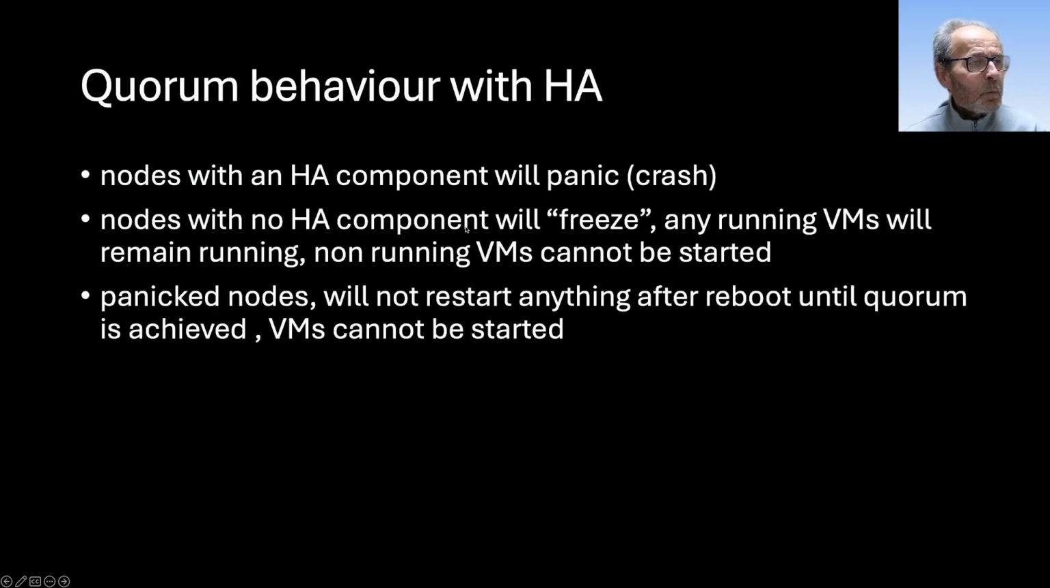Now what I've put here is actually the rules of engagement for quorum behavior when you have HA. And basically this is it. Nodes with an HA component, and by that I mean a virtual machine or a Linux container or more than one, will actually panic. Nodes with no HA components will basically freeze. Any running VMs will remain running, but non-running VMs cannot be started. So you've frozen that node in terms of cluster operation.